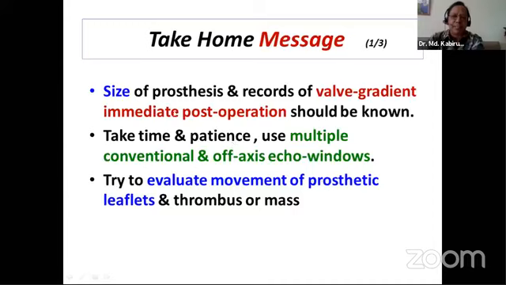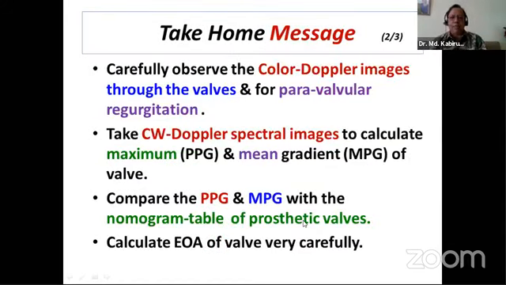So, take home messages. The size of the prosthesis and the record of the valve gradient immediately post-operation should be known. Take time and patience, use multiple conventional and off-axis echo windows. Try to evaluate movement of the prosthetic leaflet and thrombus or mass. And carefully observe the color flow imaging through the valves and for paravalvular regurgitation. Take continuous wave Doppler spectral images to calculate the maximum and mean gradient of the valve.